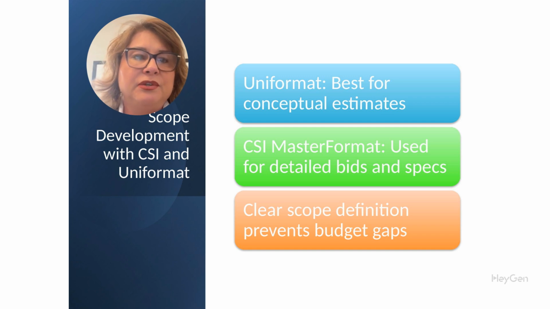Scope can be broken down using CSI divisions, MasterFormat, or UniFormat categories. MasterFormat is more detailed, suitable for pricing and buyout. UniFormat is better early in design when components are grouped by function, like shell, interiors, and services.